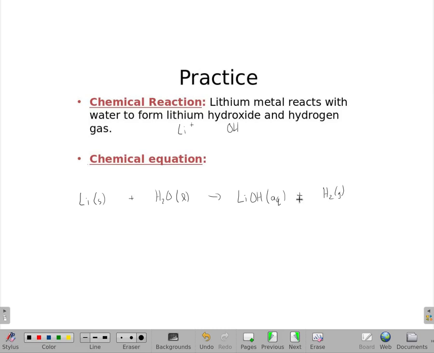All right, so now we just have to look at it and figure out how to balance it. Our lithiums are okay. Hydrogens are not. We have 2 hydrogens here, but we have 3 over here. Right now, oxygens are okay. All right, but I flat out just don't have enough hydrogens.